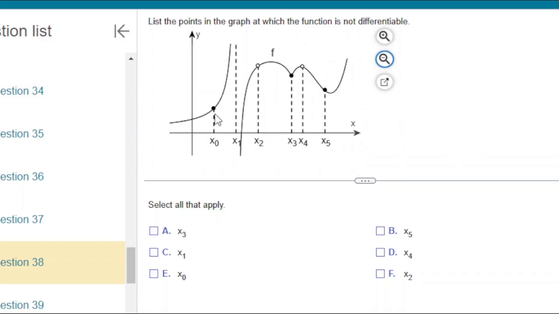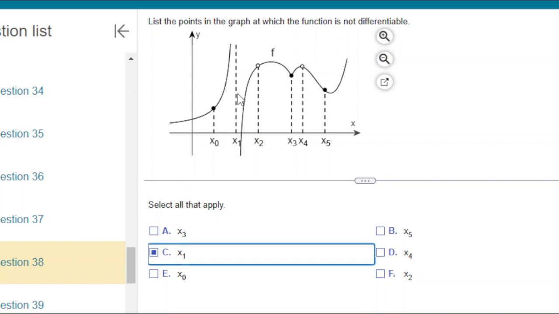Okay, now at x sub 0 here, the graph is differentiable, right? It's a nice smooth curve there, right? We would have a nice tangent line right there, so it's differentiable. Well, x1 is not differentiable. We won't have a tangent line. In fact, it's not even defined there. Remember, a function has to at least be continuous at a point in order for it to be differentiable there. It's not continuous at x1 because the function isn't even defined at x1.